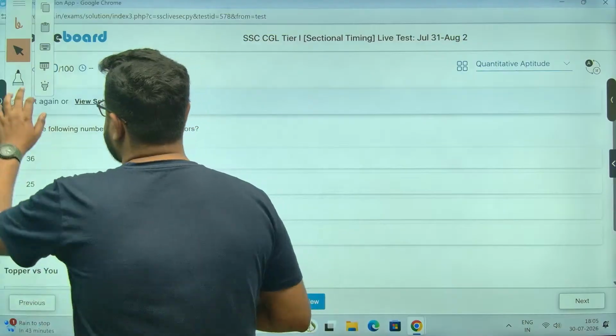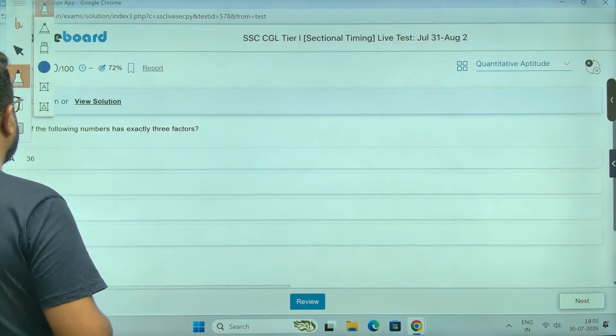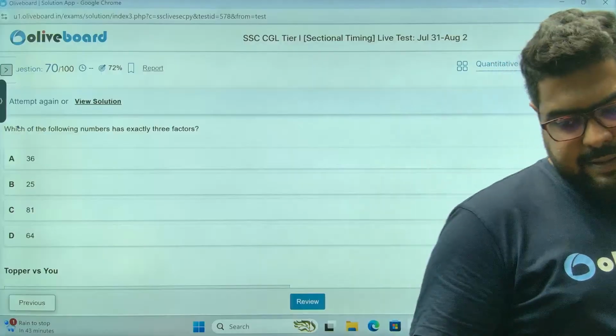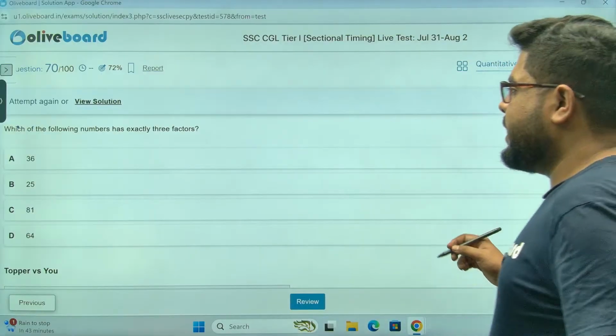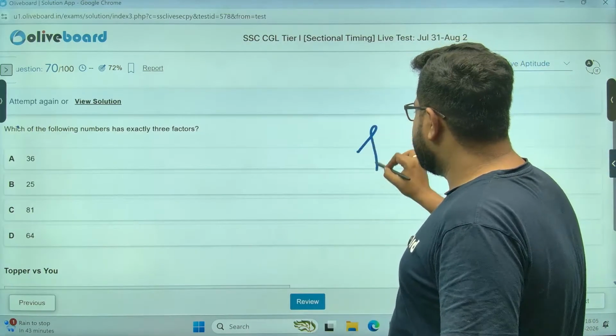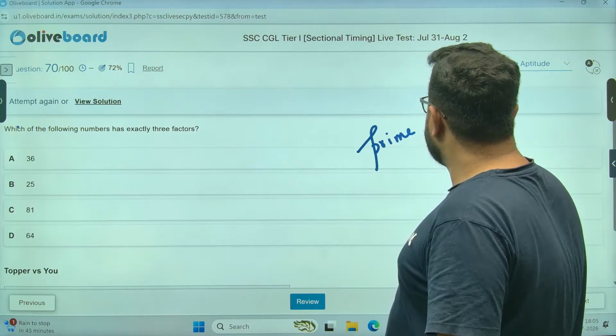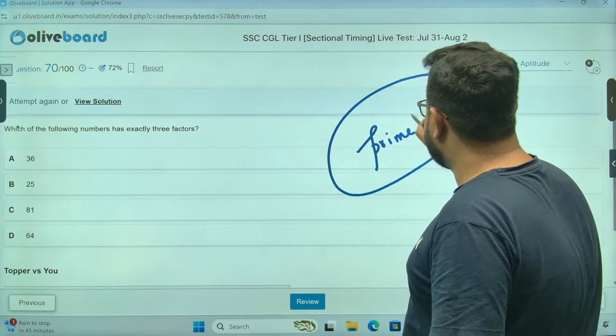Next one. Which of the following numbers has exactly 3 factors? So 3 factors meaning any prime number to the power 2, it will always have 3 factors.